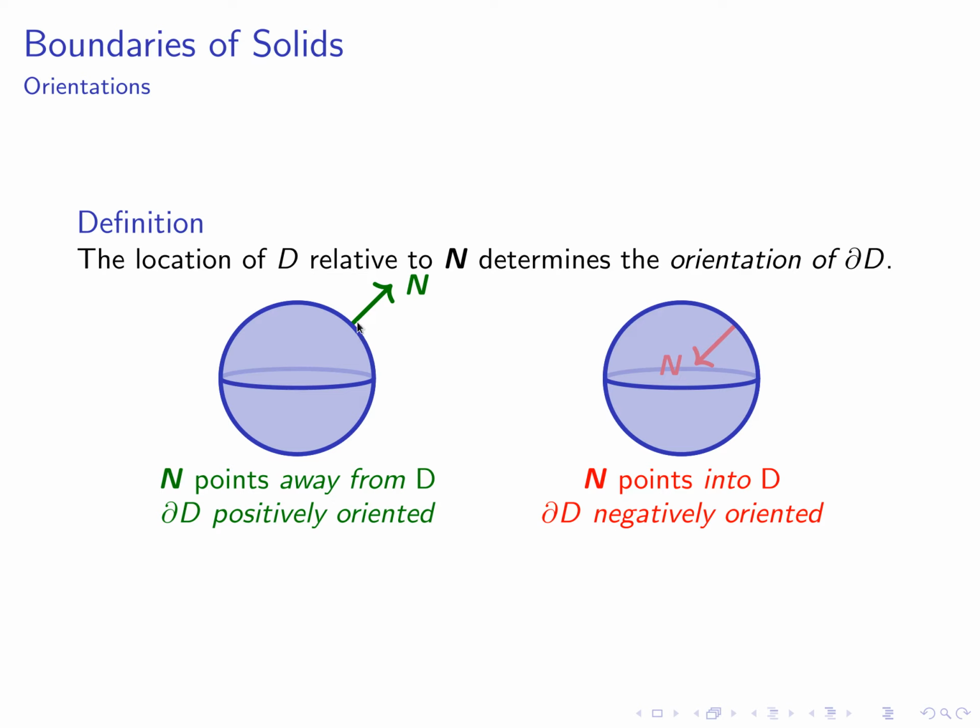In this case, we've chosen a normal vector that points away from the domain, which means that the boundary in this case is positively oriented. In the figure on the right here, we have the same domain, except we've chosen the opposite direction for our normal vector to the boundary. Here, the normal vector points into the domain, which means that the boundary is negatively oriented. So positive orientation means that the normal vector points away from the domain. Negative orientation means that the normal vector points into the domain.